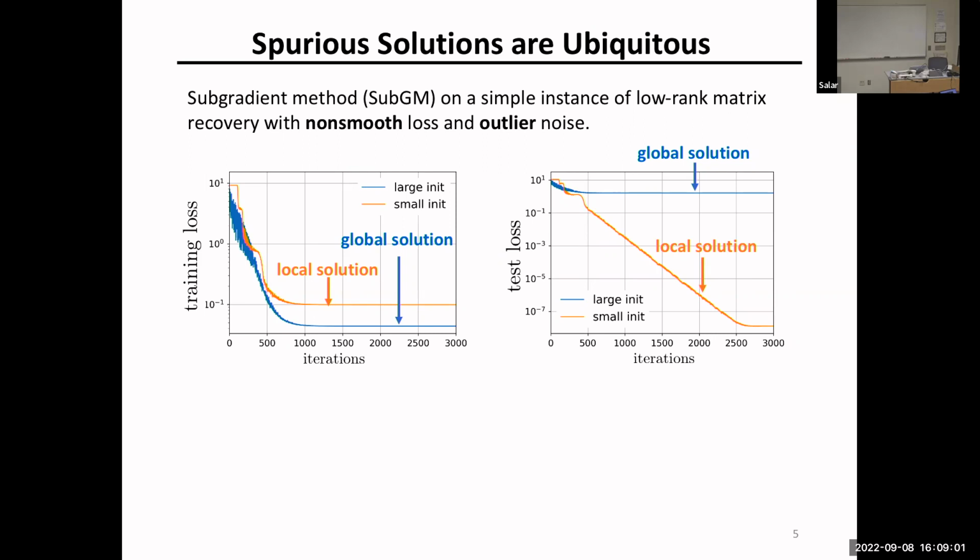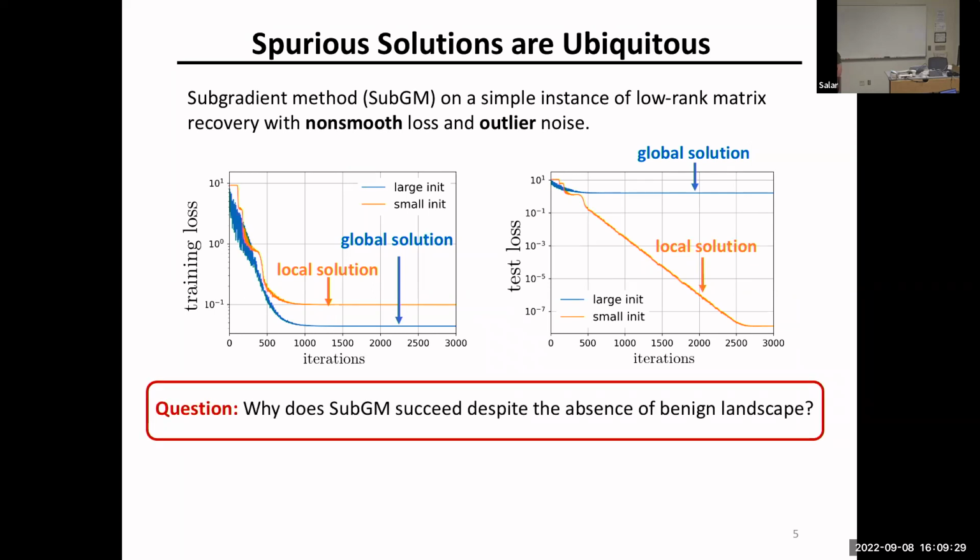What is even more interesting is the fact that this local solution on the training loss is in fact the solution that we care about, because it gives us a better test loss. So not only do we have suboptimal local solutions, in this case, the global solution is actually the spurious or undesirable solution, because it turns out that it overfits to noise. So this is a phenomenon that cannot be explained using the notion of benign landscape. So the question is, why does subgradient method succeed despite the absence of benign landscape in this problem?